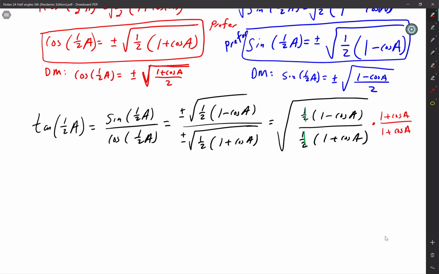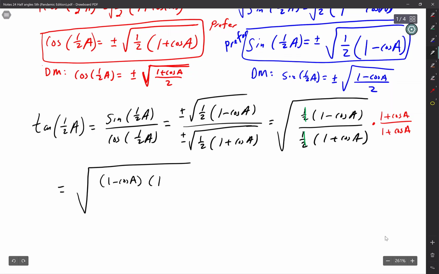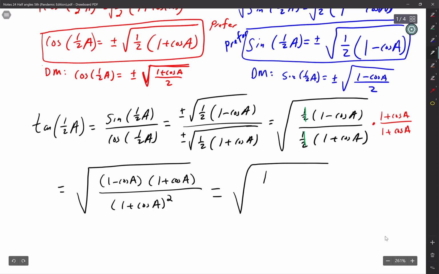When I do that, here's what I get. I get a giant square root, and this turns into the difference of squares. So I'll write it down just to be specific because I want to give you guys the best notes. On the bottom, I'm not going to distribute this. I'm just going to write it like this. Now, hopefully you remember the difference of squares is just 1 minus cosine squared A.